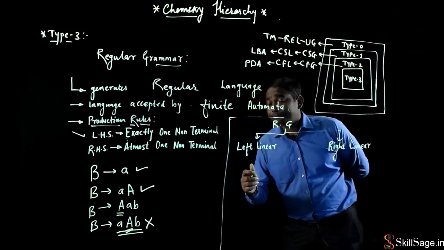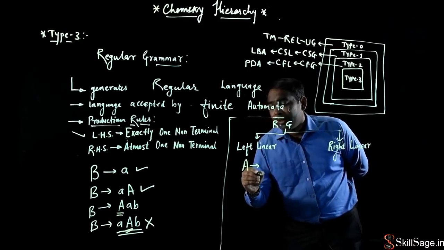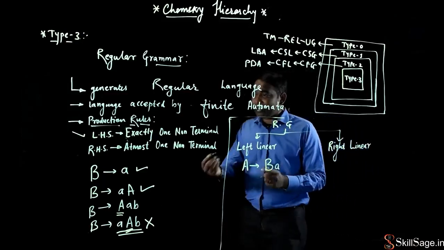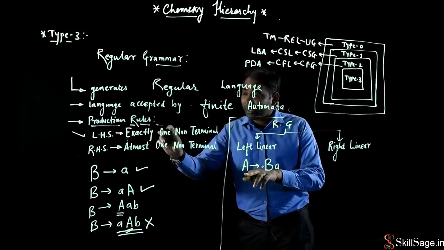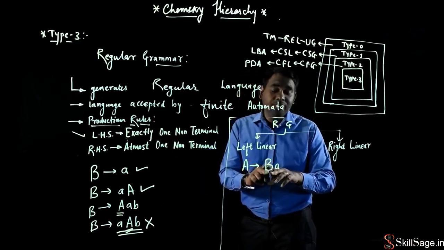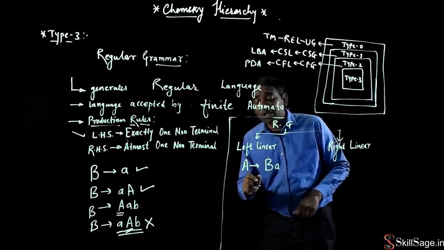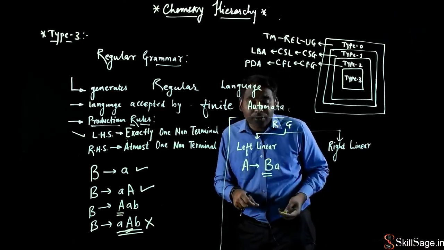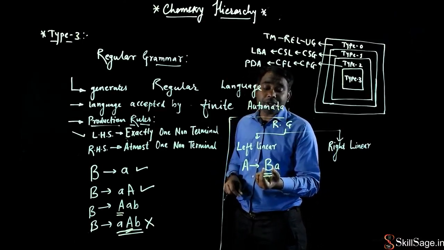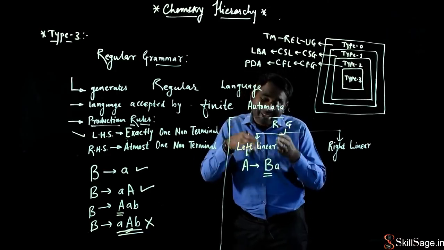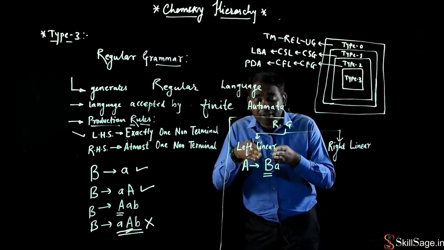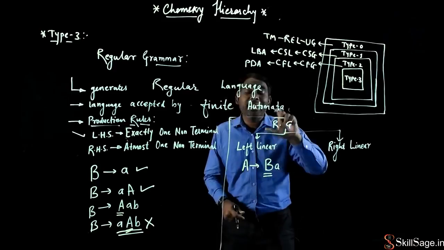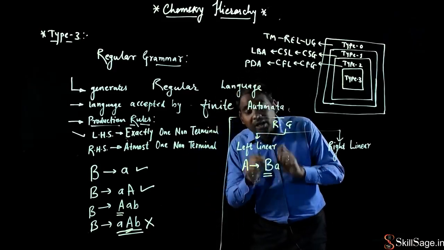For example, if I say that A produces capital B and small a, what it says, again, is the same thing: exactly one non-terminal on the left hand side, and at most one non-terminal on the right hand side. But here, what is the position of this B? This B is present on the right hand side of the production rule, but what about its position? Is there anything before it? Has it come in between something? No. It is present, and the position of this B is the leftmost symbol on the right hand side. That means the leftmost symbol on the right hand side is my non-terminal symbol.